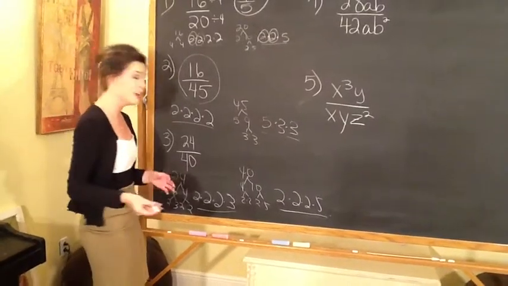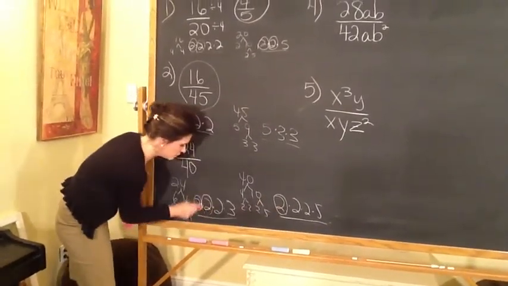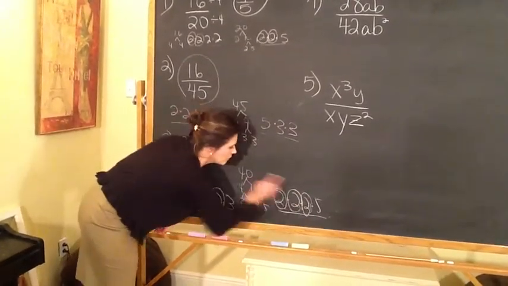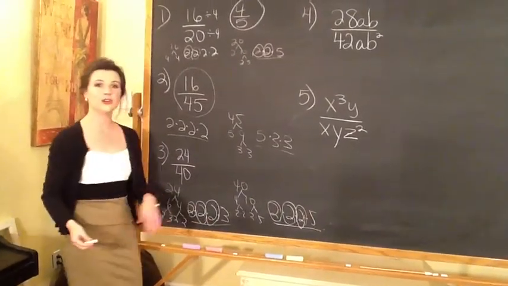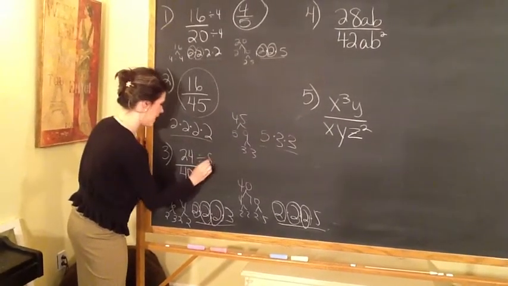Now let's see what they have in common. 2, 2, 2. So we have 3 2's in common, and when you multiply those together, you're going to get 8. So we're going to divide 8 out of both of these.